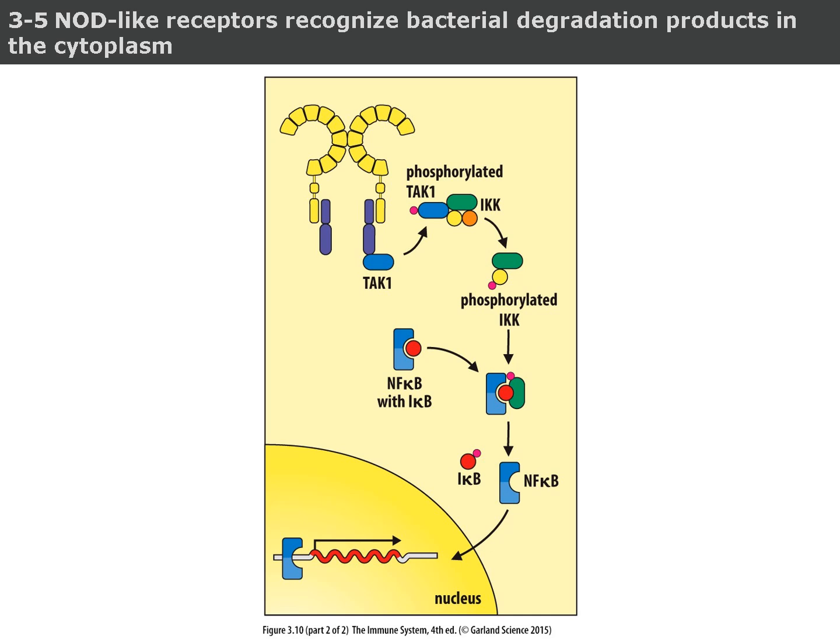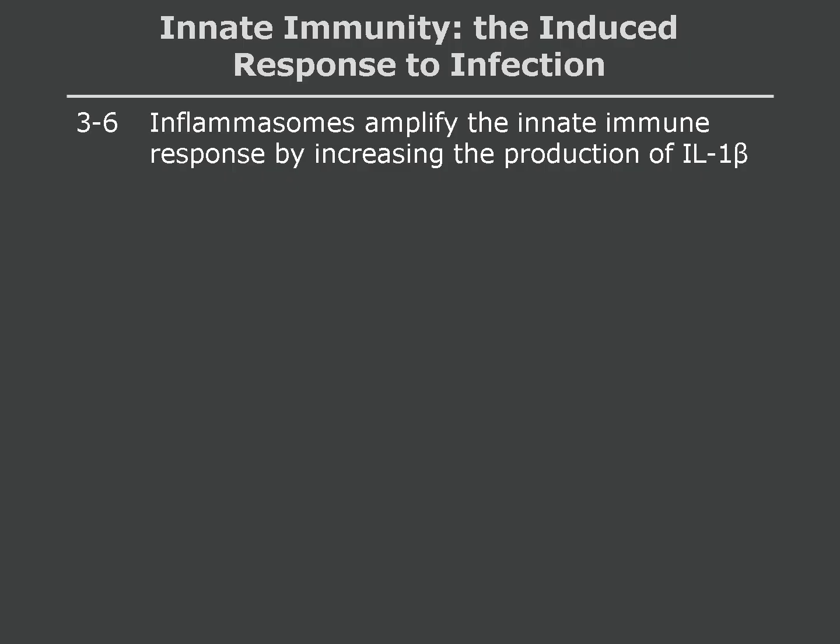This interaction leads to the activation of a key enzyme that adds phosphate groups to other proteins in a chain reaction. One of these phosphorylated proteins targets an inhibitor that normally keeps the transcription factor inactive. Once the inhibitor is broken down, the transcription factor is released and moves into the nucleus. Inside the nucleus, it binds to DNA and turns on the genes needed to produce immune proteins that help fight infection. The inflammasomes amplify the innate immune response by increasing the production of IL-1 beta.